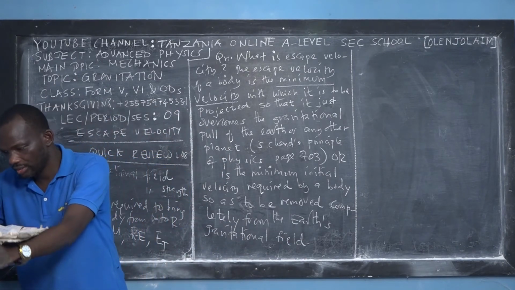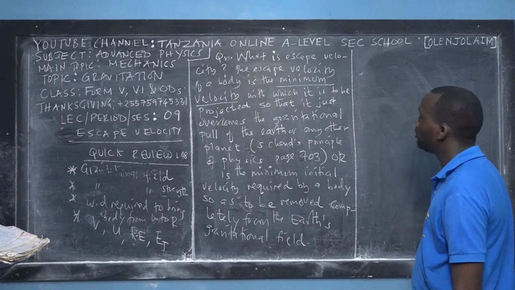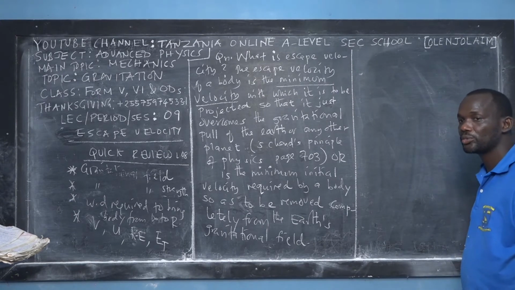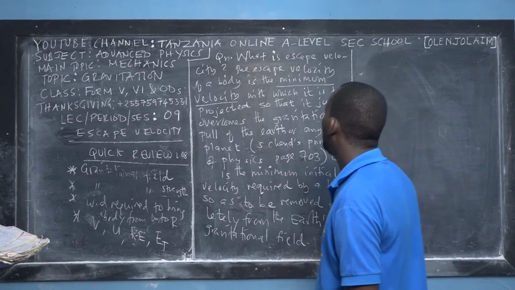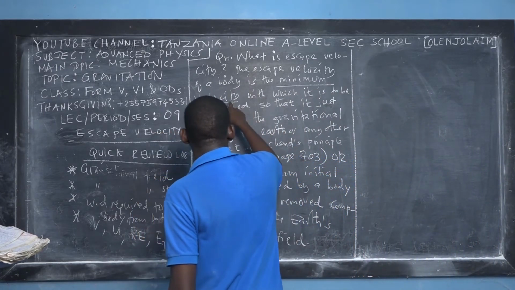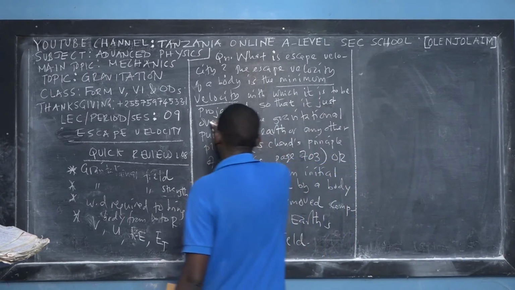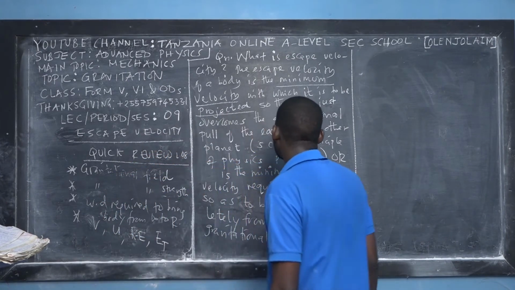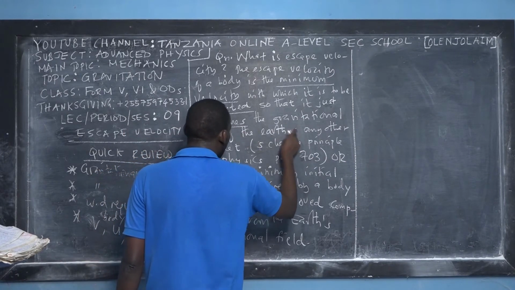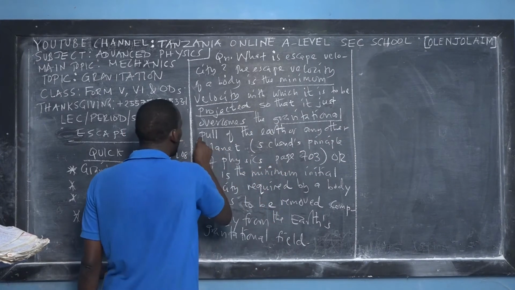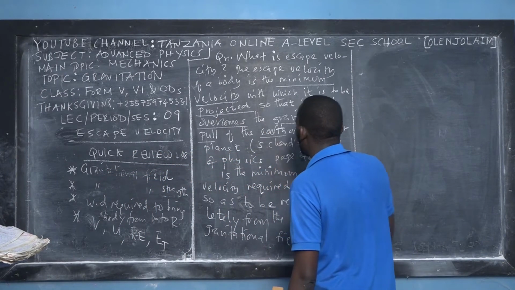So let me explain what I have written on the blackboard. Our aim is to define and understand clearly the term escape velocity. We say that the escape velocity of a body is a minimum velocity, according to Principles of Physics, with which it is to be projected so that it just overcomes the gravitational pull of the Earth or any other planet. These are the keywords that I have underlined.